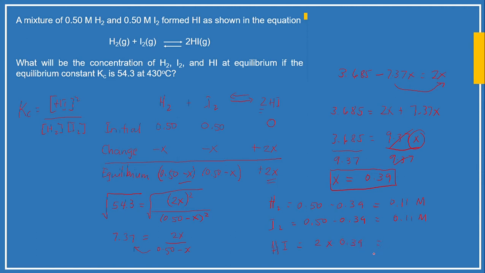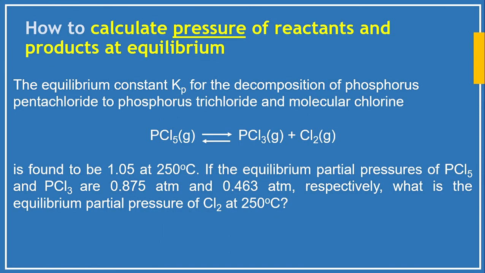So, ang concentration ng HI natin, in this case, is 0.78 molar. Okay? Yan na yung kanilang magiging concentration at equilibrium. Okay? So, next problem tayo. Now, in this case, pressure naman yung isosolve natin.